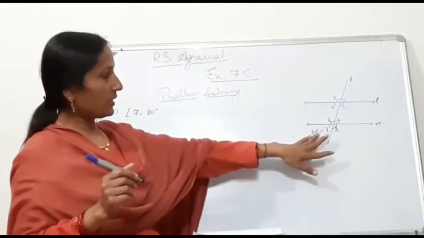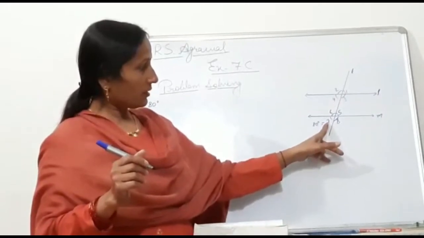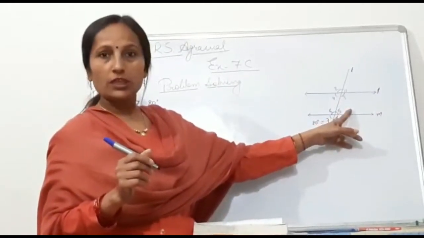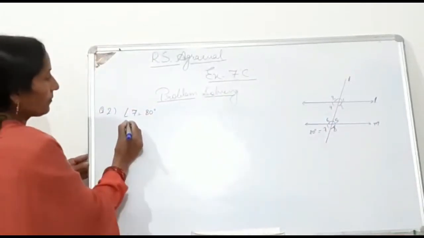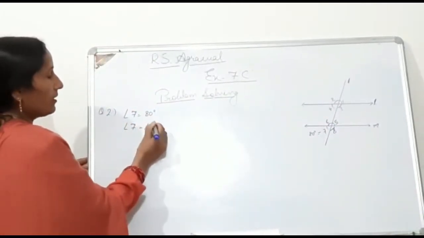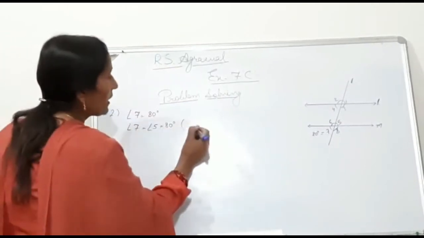From here we can see that angle 7 is equal to angle 5. Both are vertically opposite angles. So we will start from here. Angle 7 is equal to angle 5 is equal to 80 degree. Vertically opposite angles.